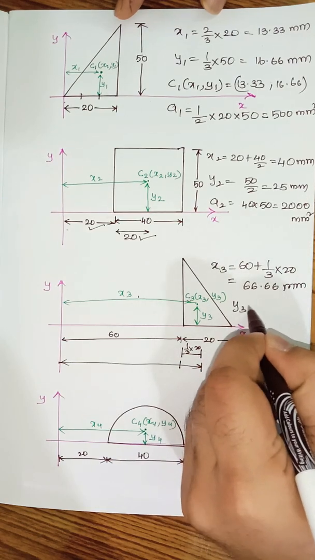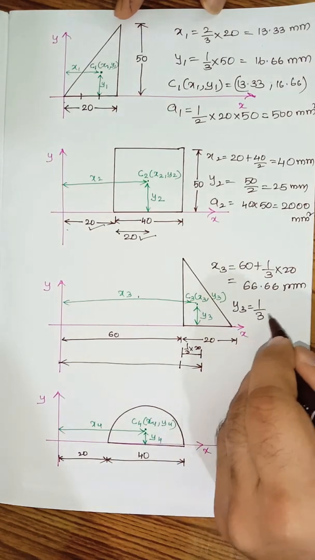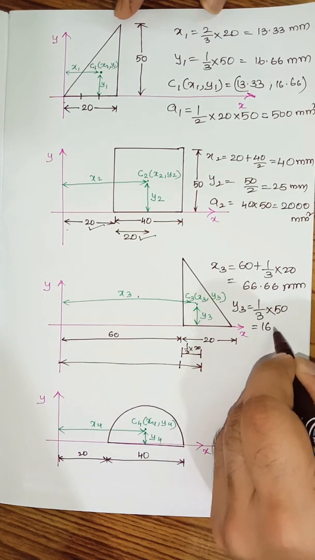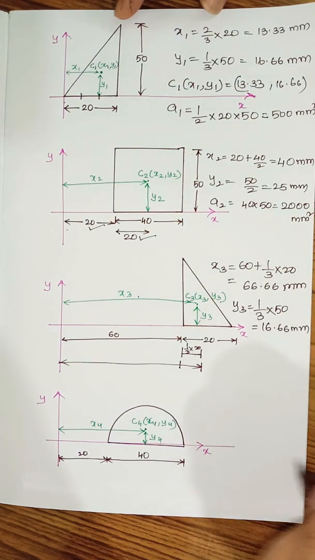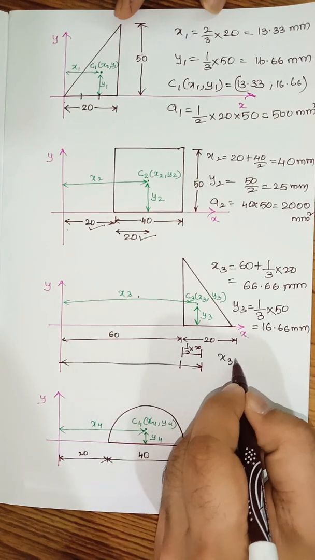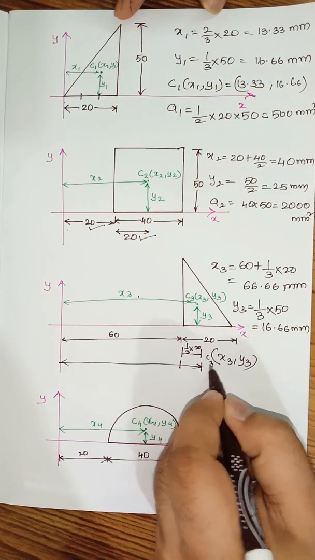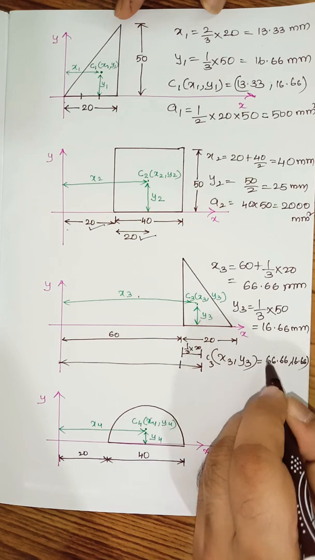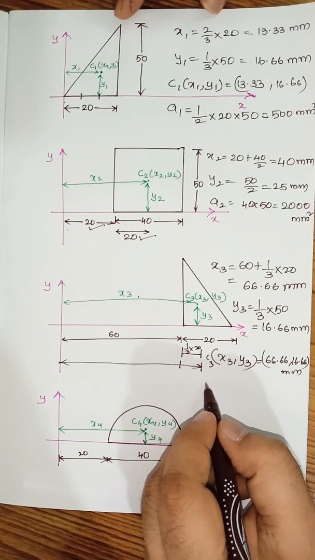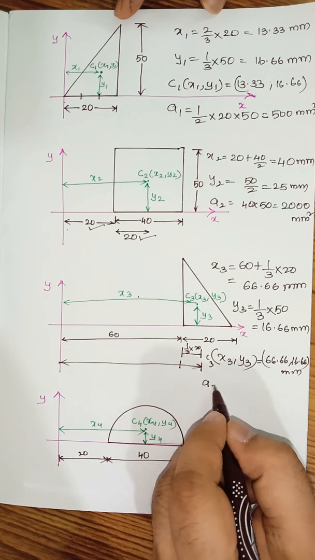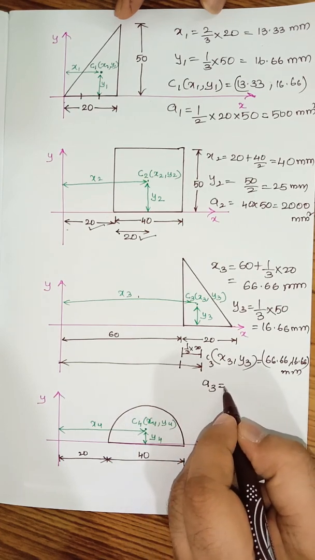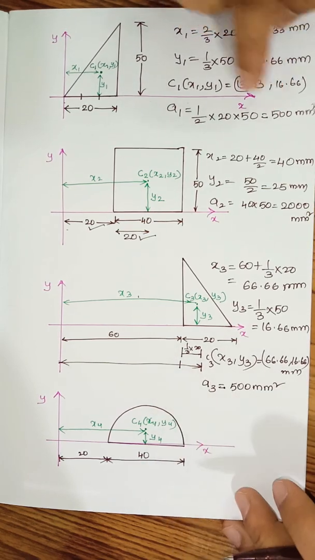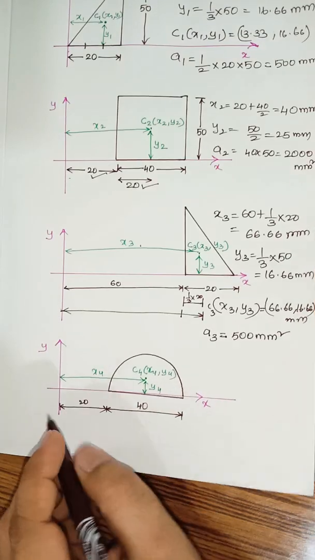And similarly y3 will be equal to 1/3 of the height of the triangle, that is 1/3 of 50, which is equal to 16.66 millimeters again. So I'm writing down those values here. x3, y3, that is C3, which is equal to 66.66 and 16.66 millimeters. And the area of this one, A3, the second triangle, will be same as the first one, that is 500 millimeter square.